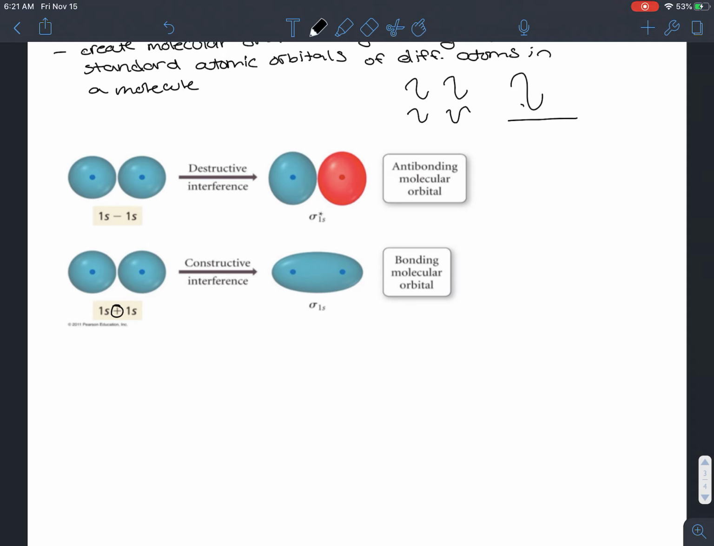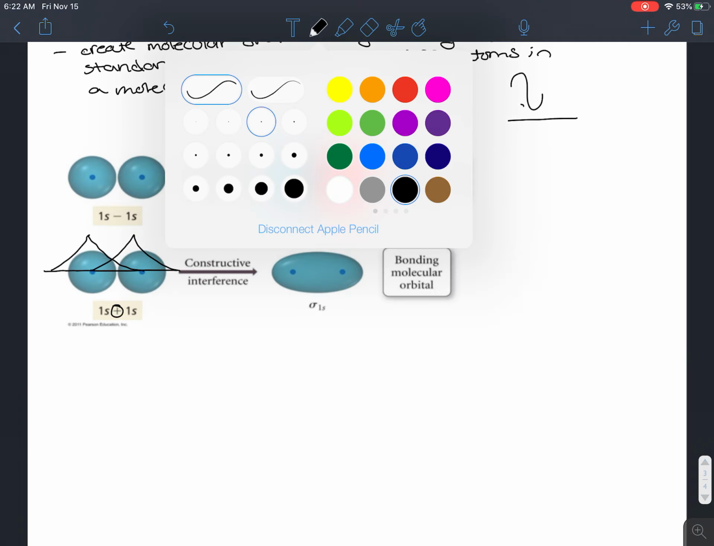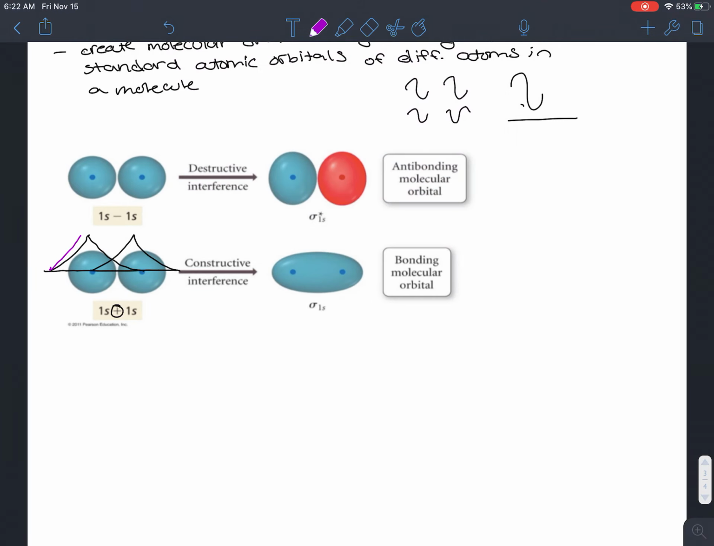And since it's a direct head-on collision to make something bigger, we say that's a sigma 1s molecular orbital. Now, this has a higher chance of finding an electron. If we think of a little picture, and you draw an axis through these two atomic orbitals, you have your one wave here, and you have your other wave here. Now, because they're in phase, they're going to combine to form a bigger amplitude.